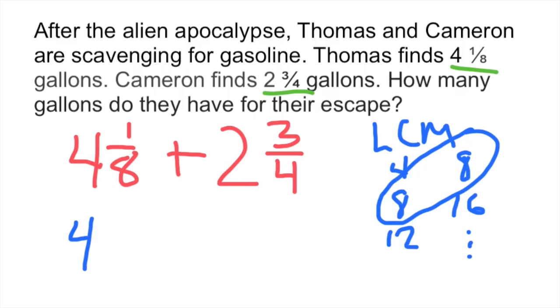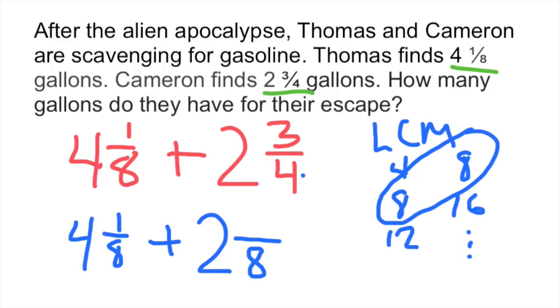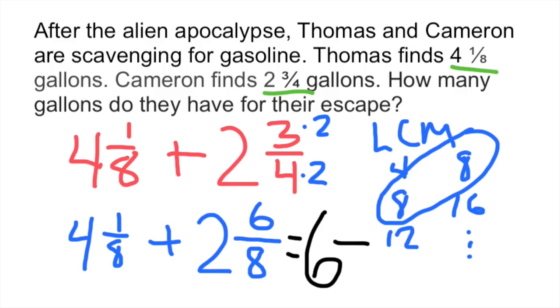So 4 and 1/8 stays the same, plus 2 and something out of 8. We change 4 to an 8 by multiplying by 2. To be fair, you multiply the numerator by 2. 3 times 2 is 6. So our final answer is going to be 4 plus 2 is 6. 1/8 and 6/8 is 7/8. So they have 6 and 7/8 gallons.